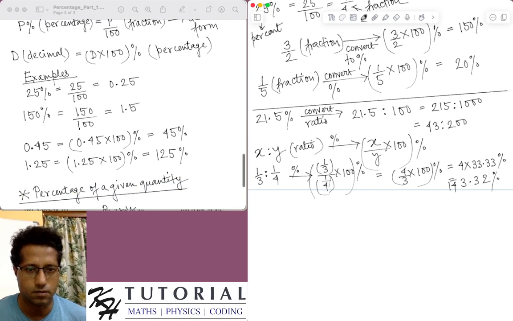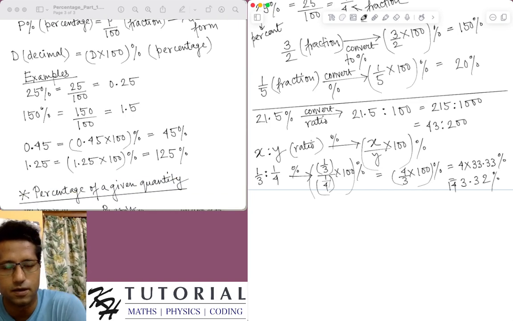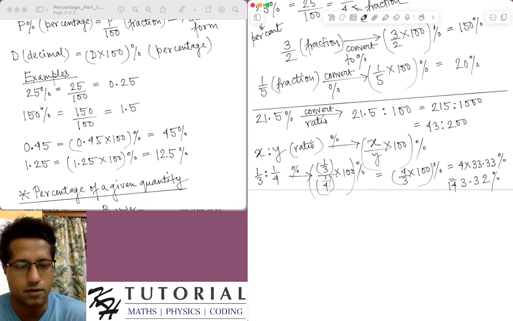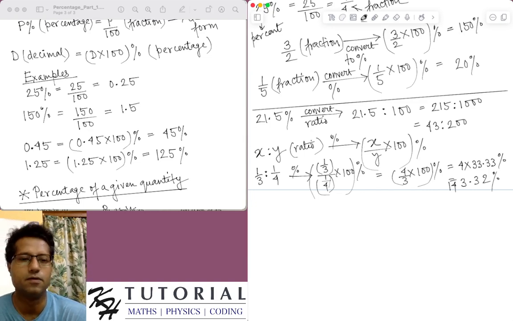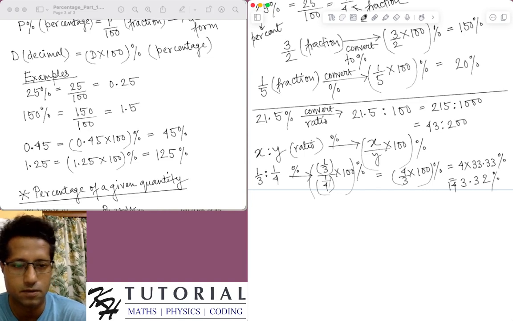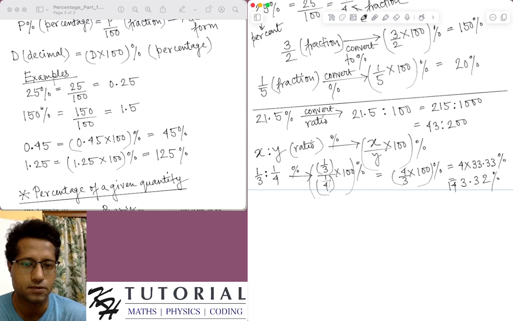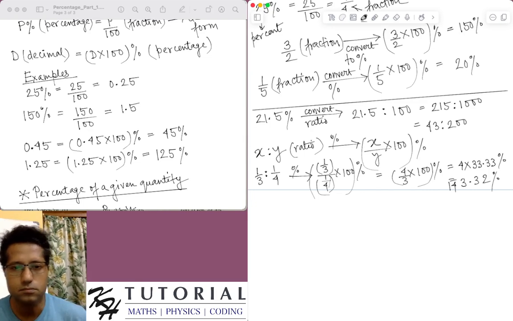Now, conversely, if you want to express a decimal number as a percentage, you just multiply the decimal number by 100. So the decimal number 0.45 is equal to 0.45 into 100, which is 45 percentage. Similarly, the decimal number 1.25 equals 1.25 into 100 percentage, which is equal to 125 percentage.